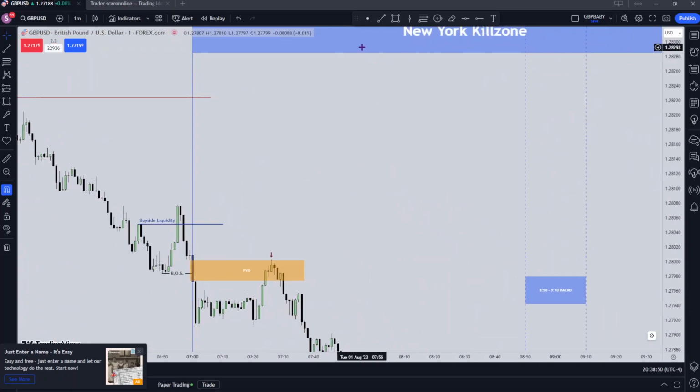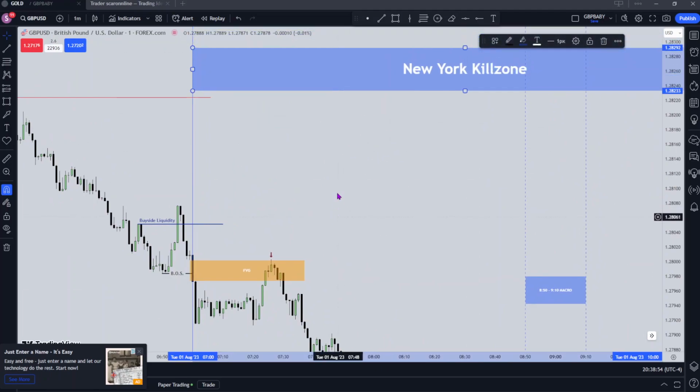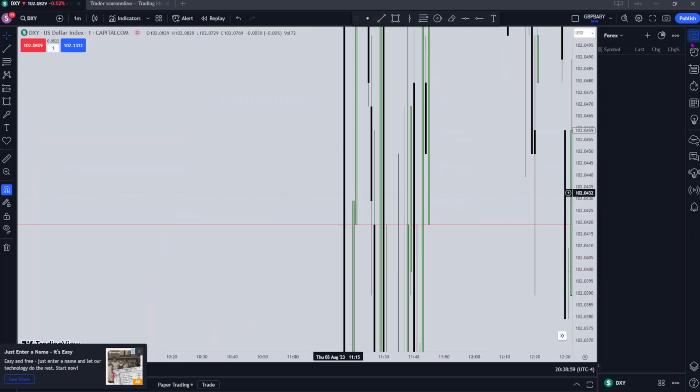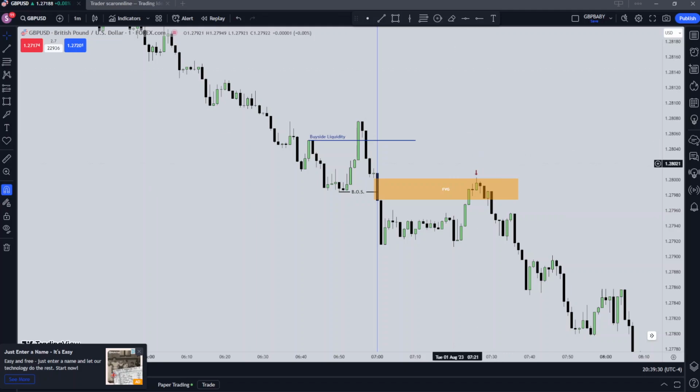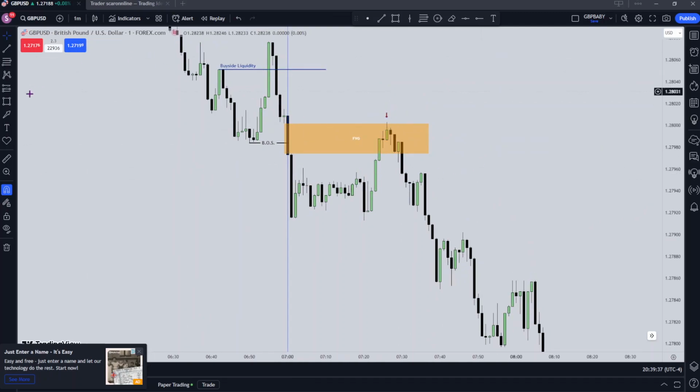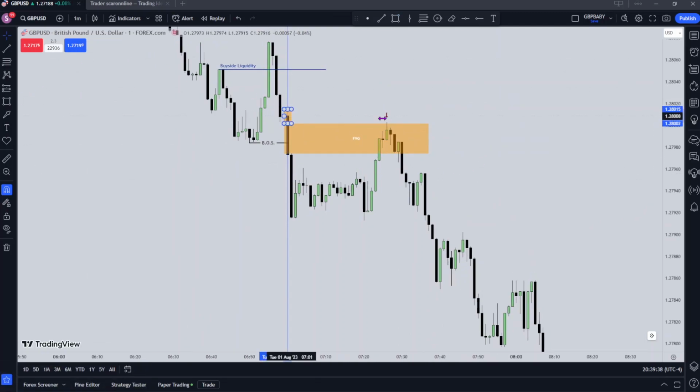This is New York Hill Zone. Let's move this lower so we can see it. Oh, sorry guys, my bad. I accidentally clicked the wrong button there. So this could be a sell. We just have this bearish order block here.